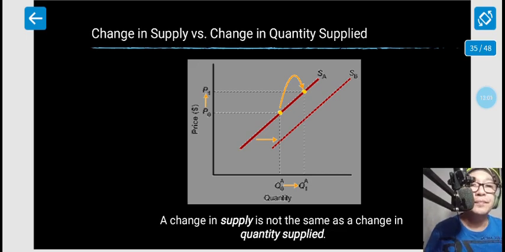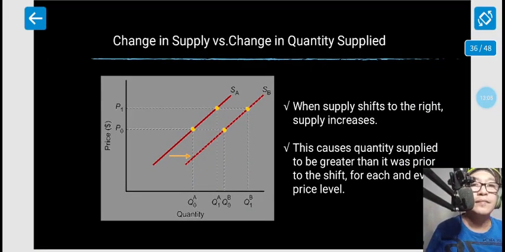Now, change in supply versus change in quantity supplied. When supply shifts to the right, supply increases. This causes quantity supplied to be greater than it was prior to the shift for each and every price level. Okay, sabi dito, supply shifts to the right, supply increases. Parang ganun din sa demand, sa law of demand. Okay, if it shifts to the right, the demand also increases. Pero inversely proportional siya dun sa price. Dito kasi positively related. As the price goes higher, the supply also goes higher. As you can see here, ayan.